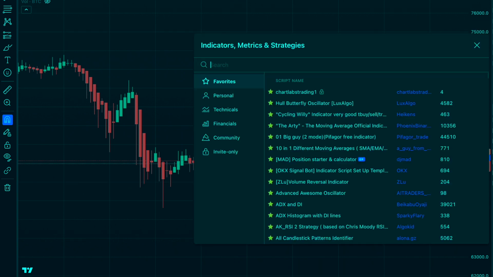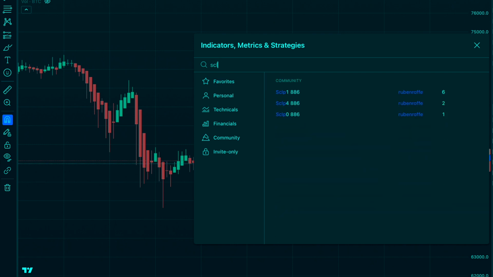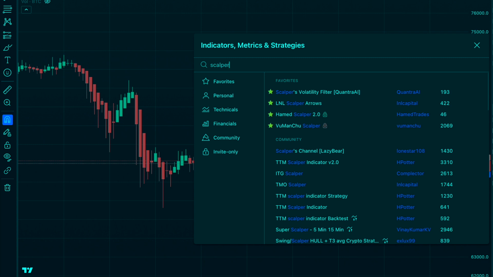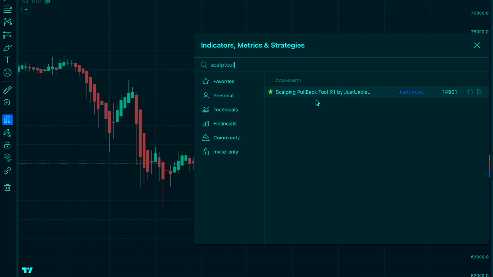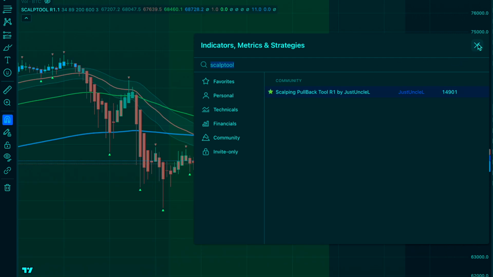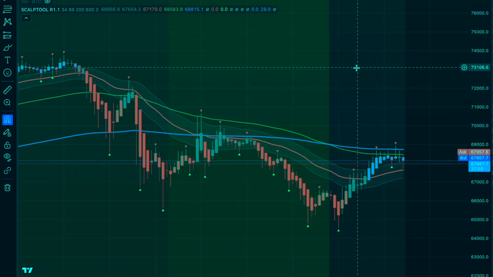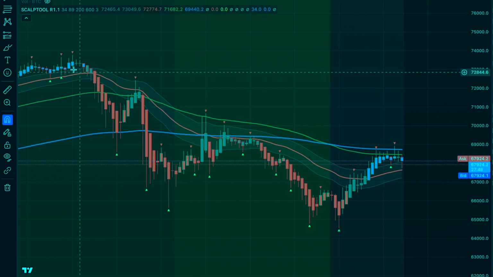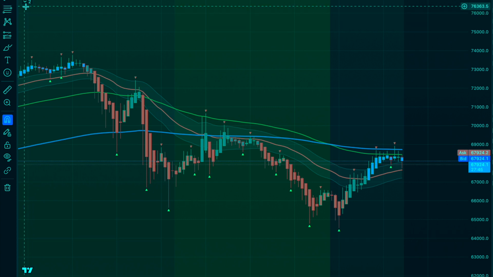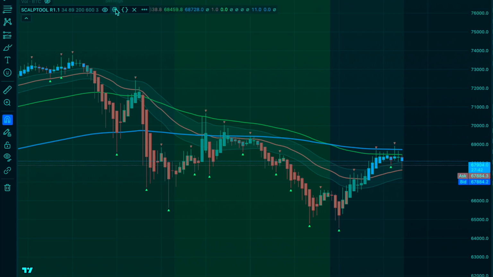We are going to go up to indicators and find the one that we like, which is the scalping pullback tool by R1 Just Uncle. We click this and it brings up a view that looks like this. This indicator is going to help us make our buy and sell decisions, but there are some things we want to customize and tweak a little. So let's go up and take a look under the settings.